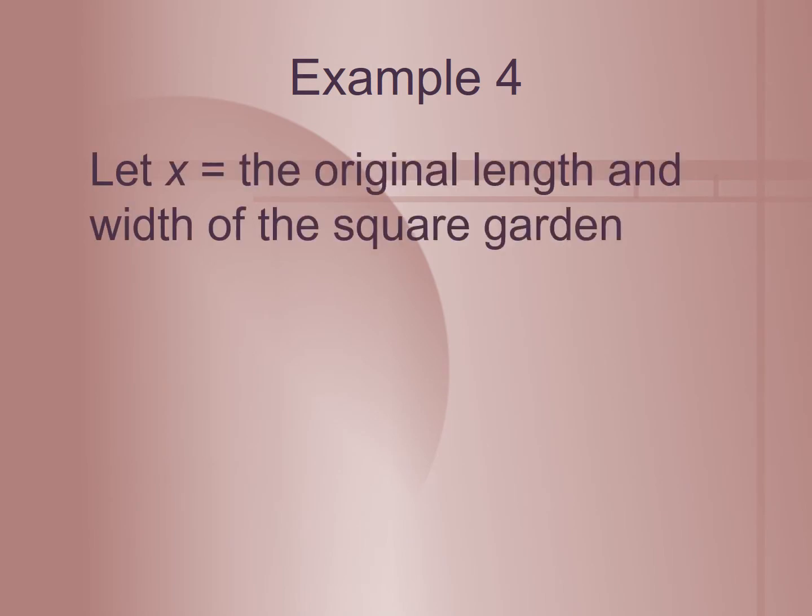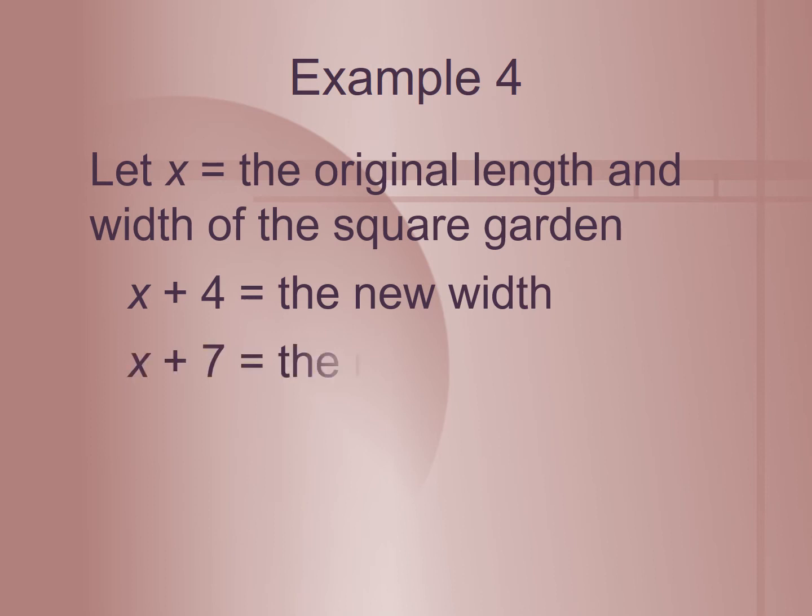So next is an example of our problem. We have a square garden. So x can be the length and the width. So x represents length and x represents width. They both are represented by x because it's a square, which means that they're going to be the same. And then we know that x plus 4 is the new width and x plus 7 is the new length.